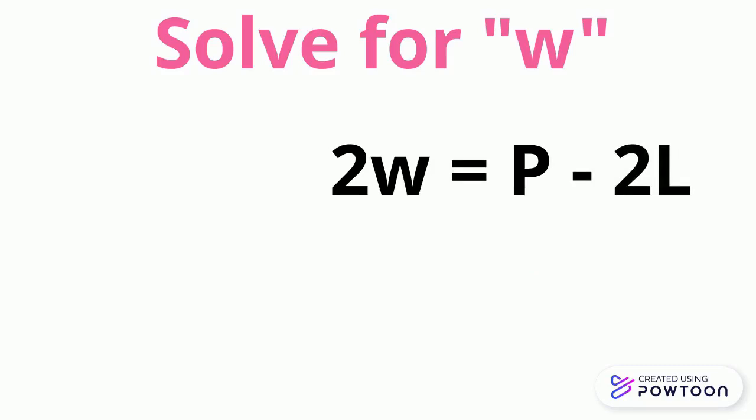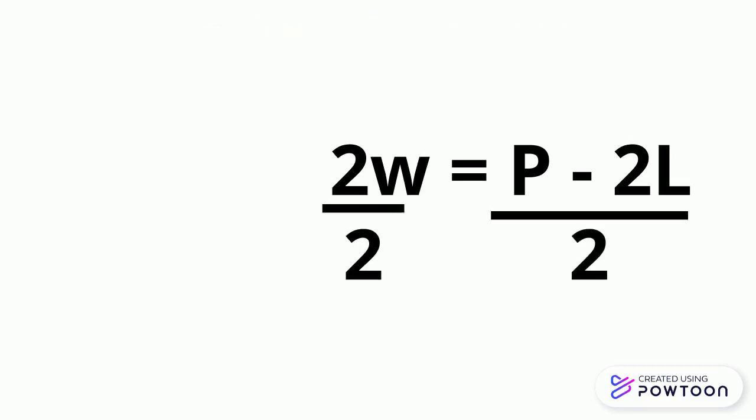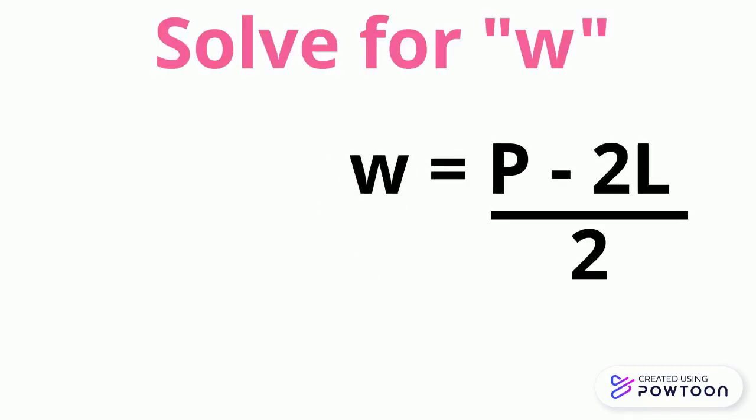Now, to isolate W, we need to get rid of the 2 that is being multiplied by. So we do the inverse operation, which is to divide by 2. That leaves us with W equals P minus 2L, divided by 2, or over 2. We have now solved the equation for W.